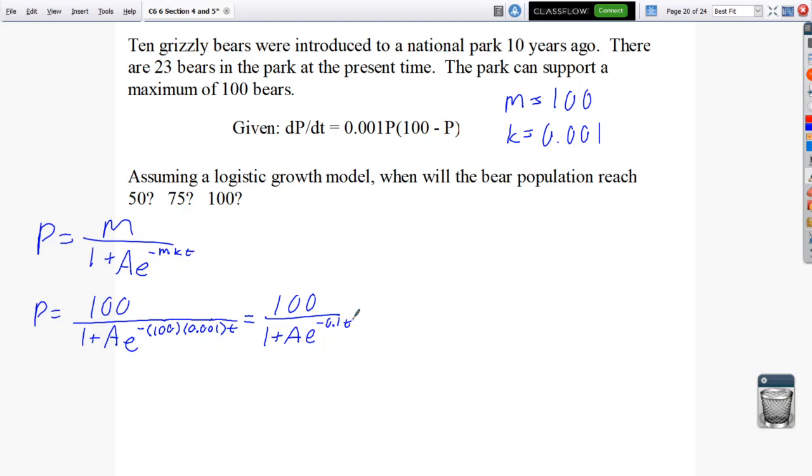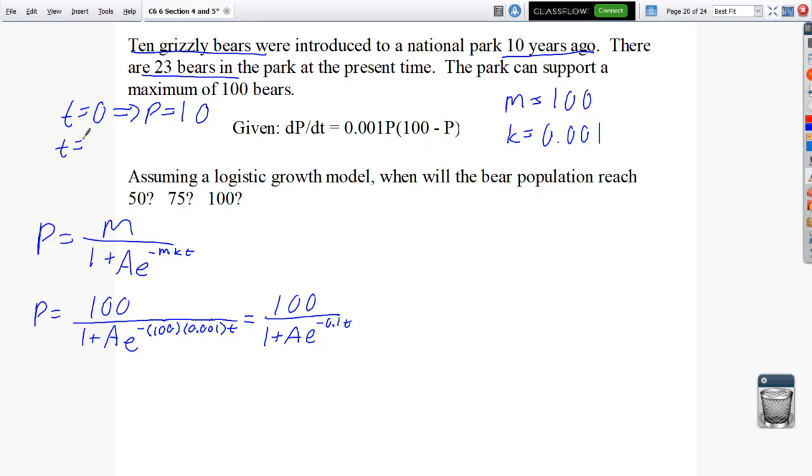So there I have sufficient information, although I don't have my A. The one thing that I have left to do here is to determine my A. And the only way that I can determine my A is by using this information. 10 years ago, we had 10 grizzly bears. Now we have 23 grizzly bears. We can use either one of those conditions to find my A. Since I'm talking about 10 years ago, I'm going to consider 10 years ago t equals 0, which means the population at that point was 10.